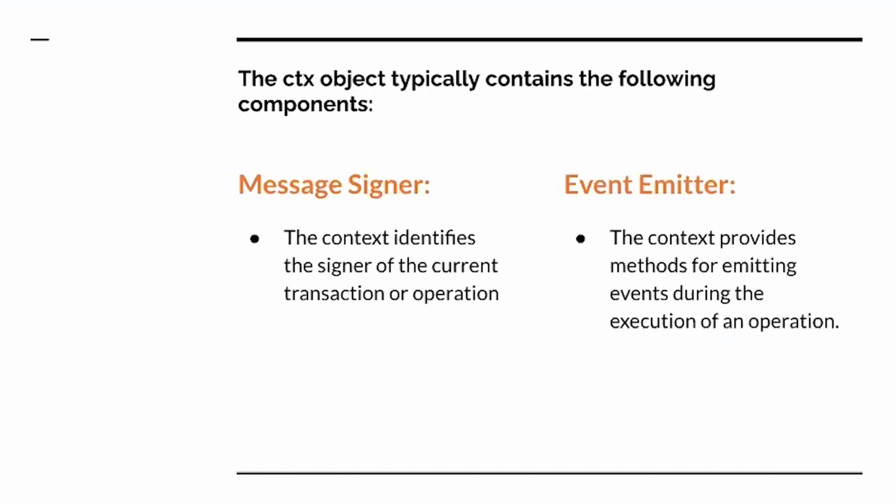Another one is event emitters. The context provides methods for emitting events during execution of an operation. Events are an essential mechanism for broadcasting important information within the blockchain. For example, if a transaction is successful, we'll broadcast an event, or if a contract is executed, or any other notable events, we can use events to broadcast this.